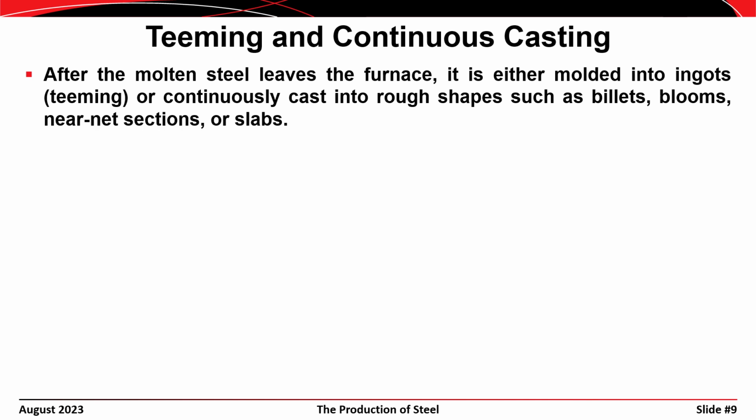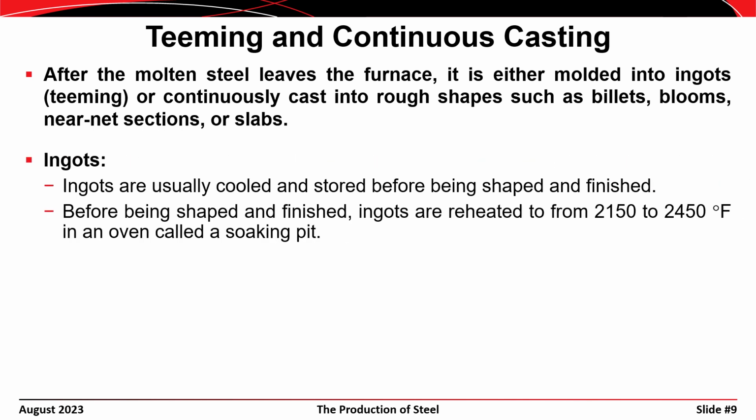Okay, after you have the steel batched, one of two things happens. This molten steel is either molded into ingots or it's fed into a continuous caster and then formed into rough shapes such as billets, blooms, and near net sections. So the two are different operations. Basically, if you want to form the molten steel into ingots, it's called teaming ingots.